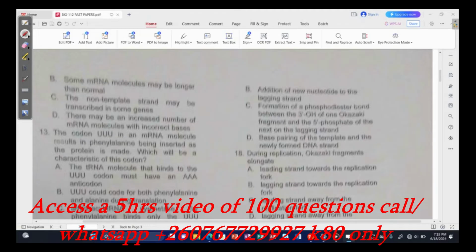mRNA is based on the segment to be transcribed, so there will be nothing like it being longer than normal. It will still be the same, the size will be maintained. Then C, the non-template strand may be transcribed in some genes. So the non-template strand cannot be transcribed. Then D is saying there may be an increased number of messenger RNA molecules with incorrect bases.